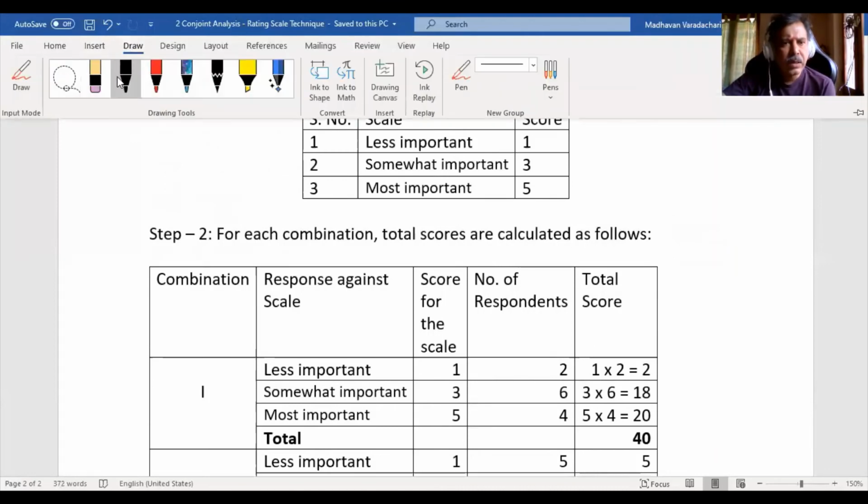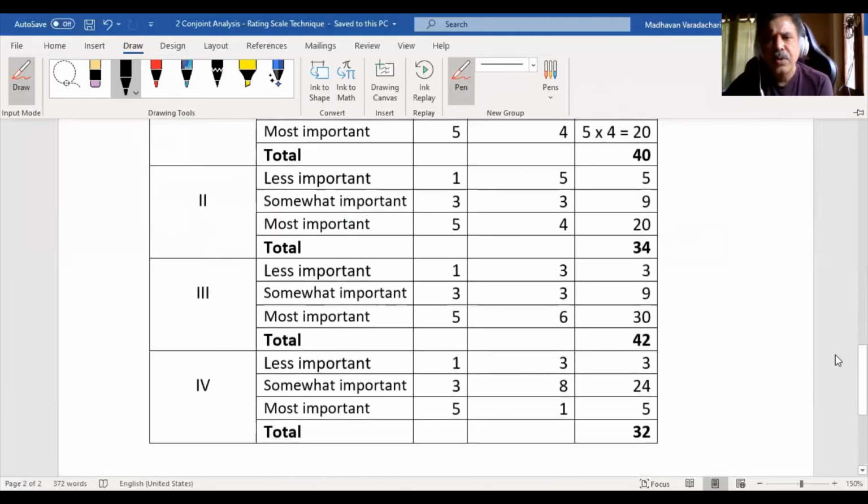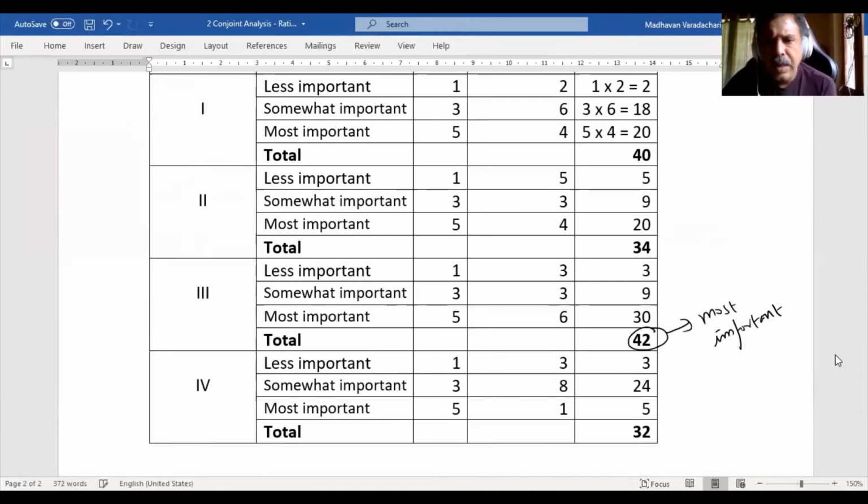The numbers we obtained are 40, 34, 42. So the most important is this 42. And among these four numbers, the least is 32. So that will be our least important. Most important combination, least important combination.